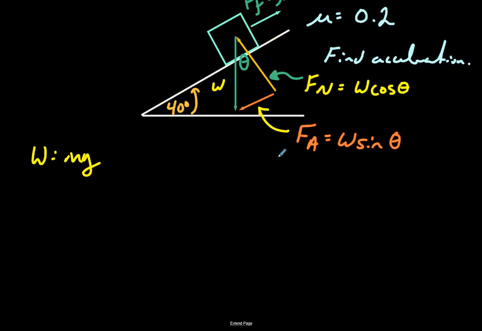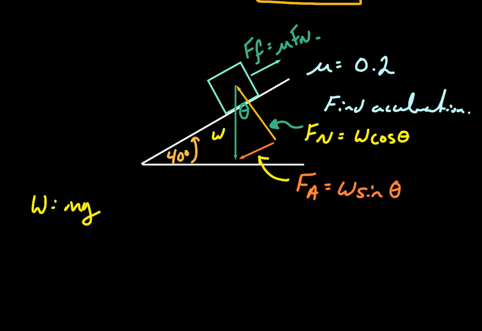So how do we sort out the net force here? Let's just organize our thoughts. The net force is going to be the sum of all the forces we have acting. So we know that we have an FA force acting down the plane, and we also know that we have a frictional force which is acting in the opposite direction.